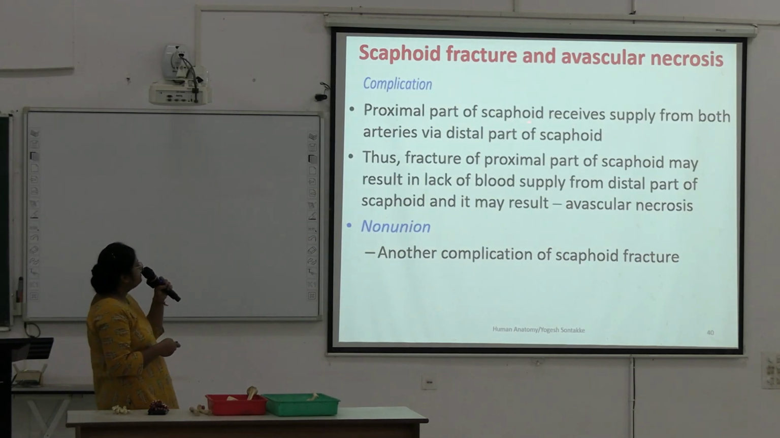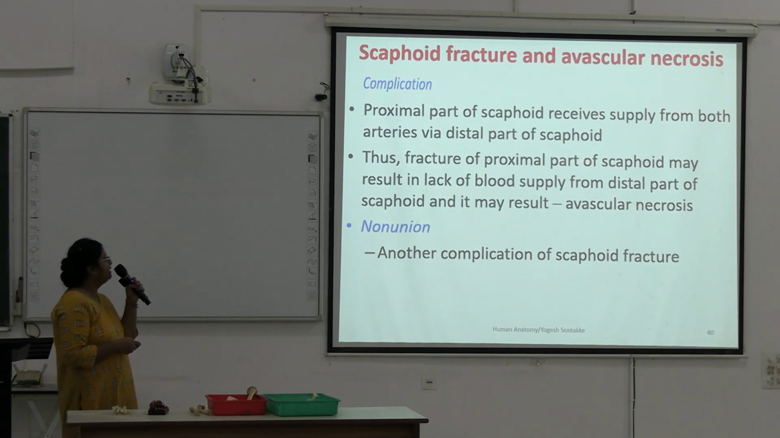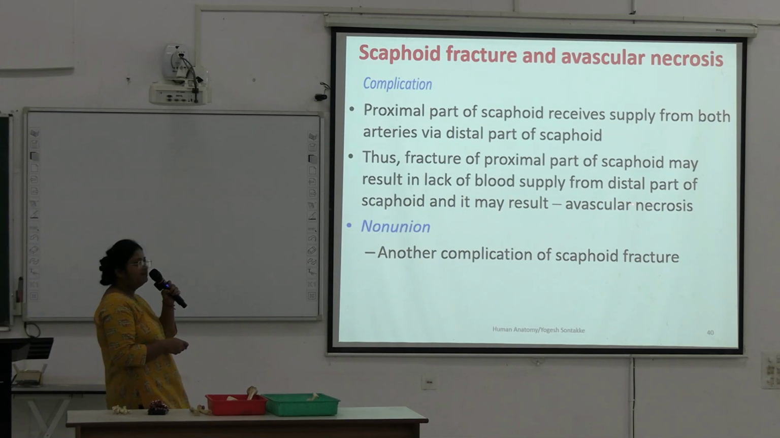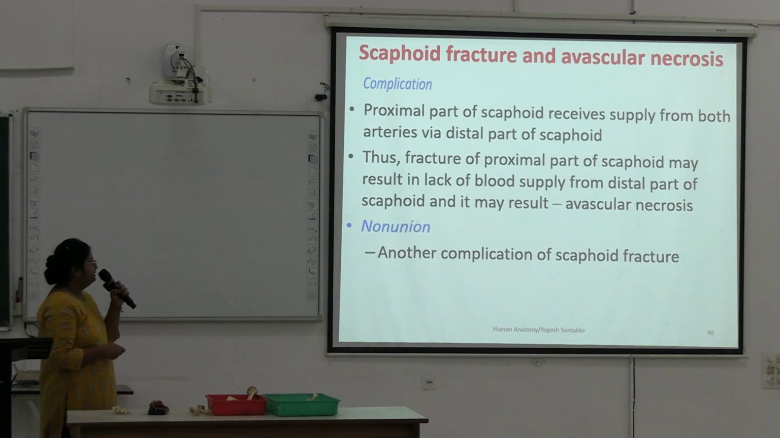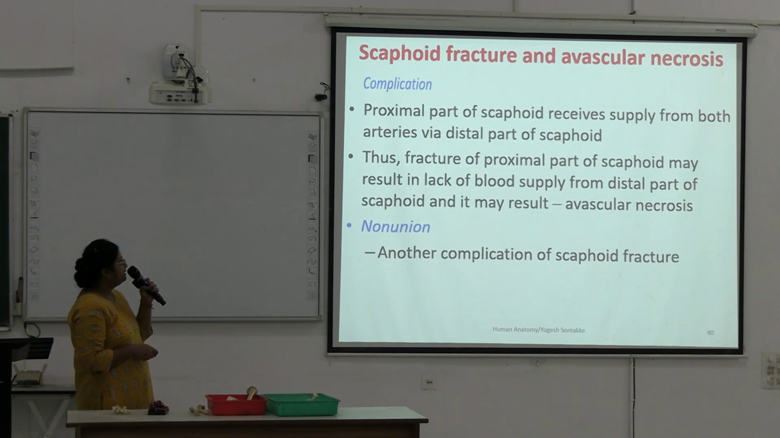Okay, so the proximal part of the scaphoid receives supply from both arteries via the distal part of the scaphoid. Thus, fracture of the proximal part of the scaphoid may result in lack of blood supply from the distal part and result in avascular necrosis. And there will be non-union in case of scaphoid fracture. This fracture will not heal. Another complication of scaphoid fracture.